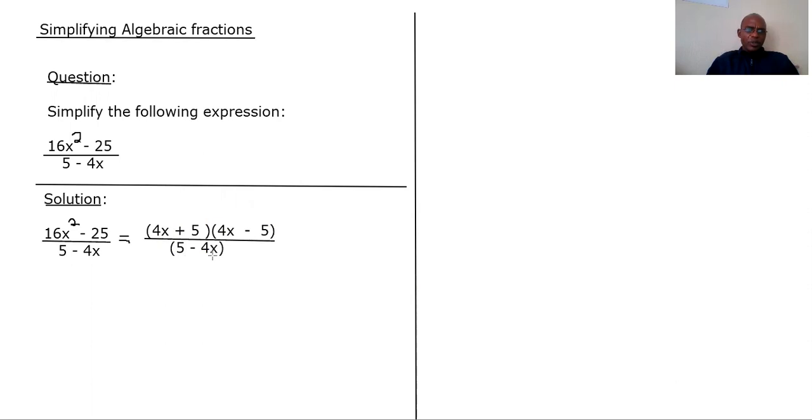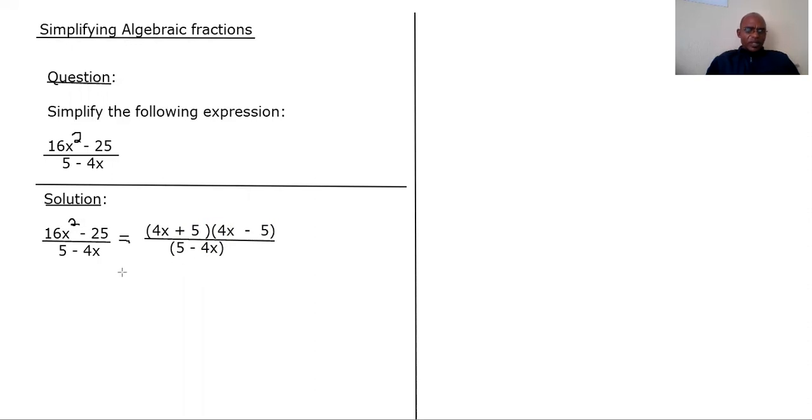Why are we saying they are opposite? Because 4x is positive in the numerator and it's negative in the denominator. 5 is negative in the numerator and we have positive 5 in the denominator. So we can say this bracket is opposite of the factor in the denominator. So I can then factor out negative from the one in the denominator so that it is the same as the one in the numerator.